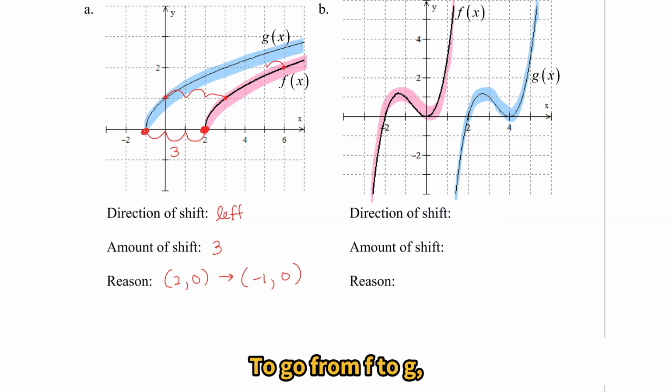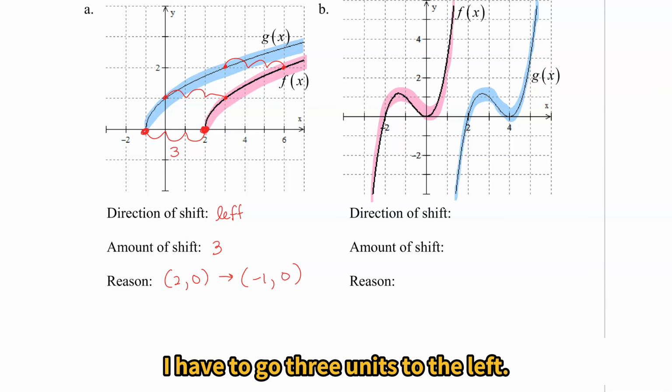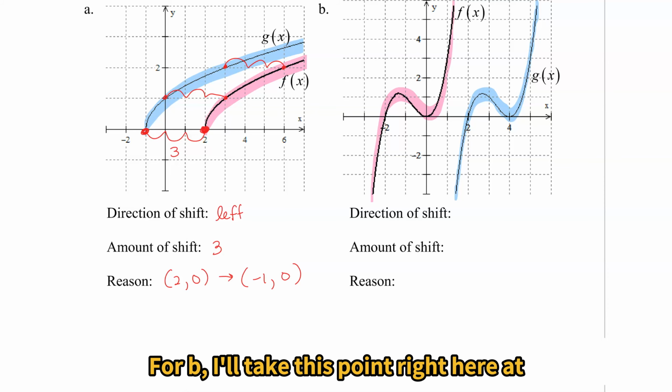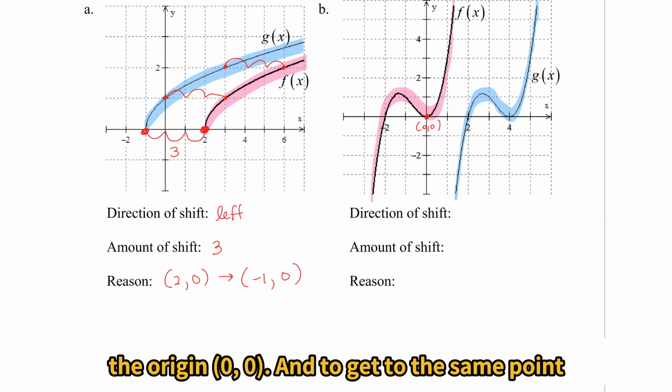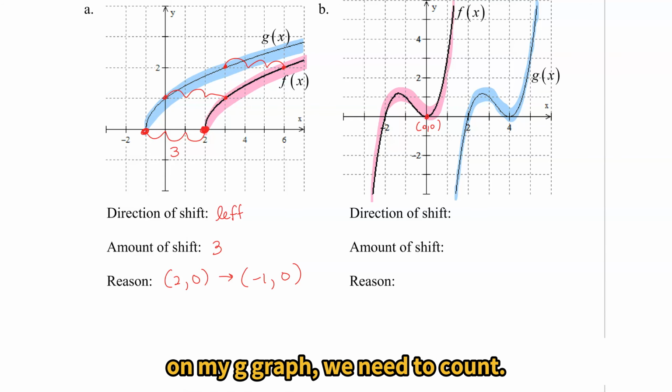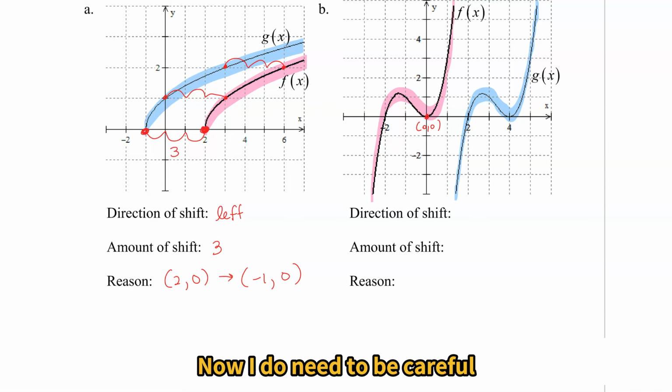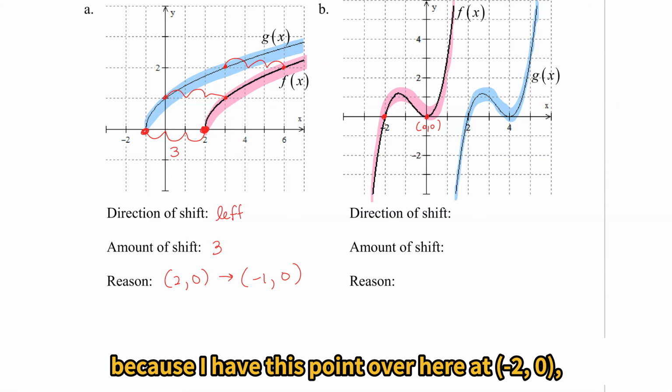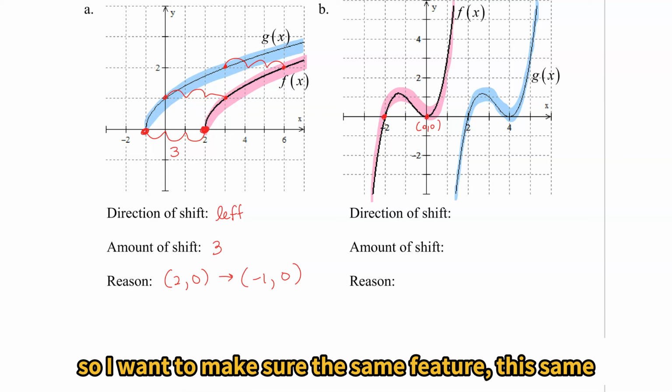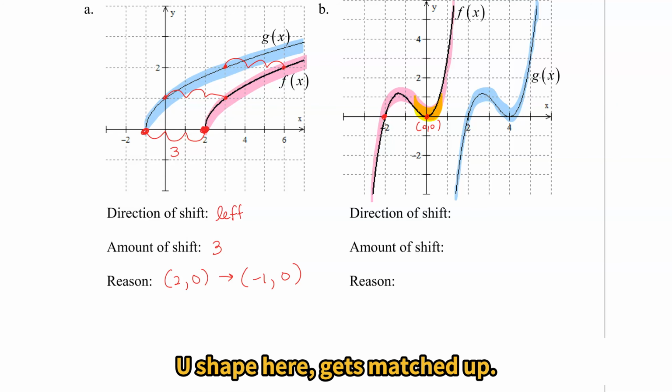To go from f to g, I have to go 3 units to the left. For B, I'll take this point right here at the origin, 0, 0, and to get to the same point on my g graph, we need to count. Now I do need to be careful because I have this point over here at negative 2, 0, so I want to make sure the same feature, this same U shape here, gets matched up.